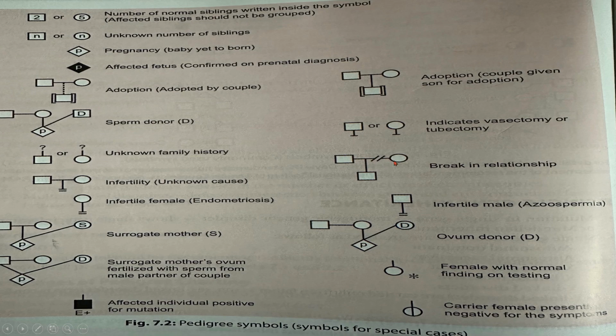So father, mother and baby, but there is a break in the relationship. Here you can see the infertile male, and here the infertile female. You can see the unknown cause of infertility, and unknown family history. And you can see the surrogate mother. Father donated the sperm, mother donated the ovum, but the developing fetus is growing in the womb of the surrogate mother. Here the mother did not donate the ovum; father donated the sperm, and the surrogate mother donated the ovum. So the surrogate mother's ovum is fertilized with the sperm from the male partner of the couple. And here you can see affected individual positive for mutation.